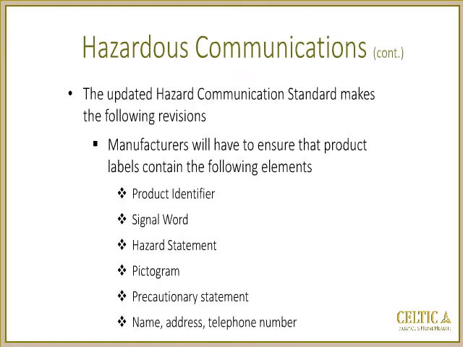The updated Hazard Communication Standard makes the following revisions. Manufacturers will have to ensure that product labels contain the following elements. It must have a product identifier, a signal word, a hazard statement, a pictogram, a precautionary statement, and a name, address, and telephone number of the manufacturer.